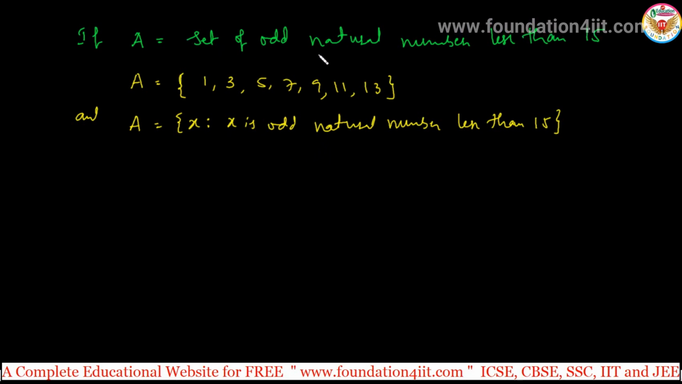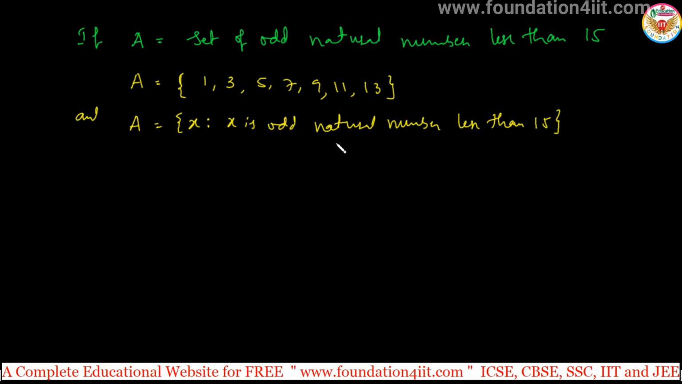So the description method is a statement like this, and the next one is the roster form, with elements separated by commas. In set builder form, x such that x is each and every element that belongs to the set, like x is an odd natural number, right? These are the three ways we can represent a set. Now we'll go through the types of sets and how to represent them briefly.